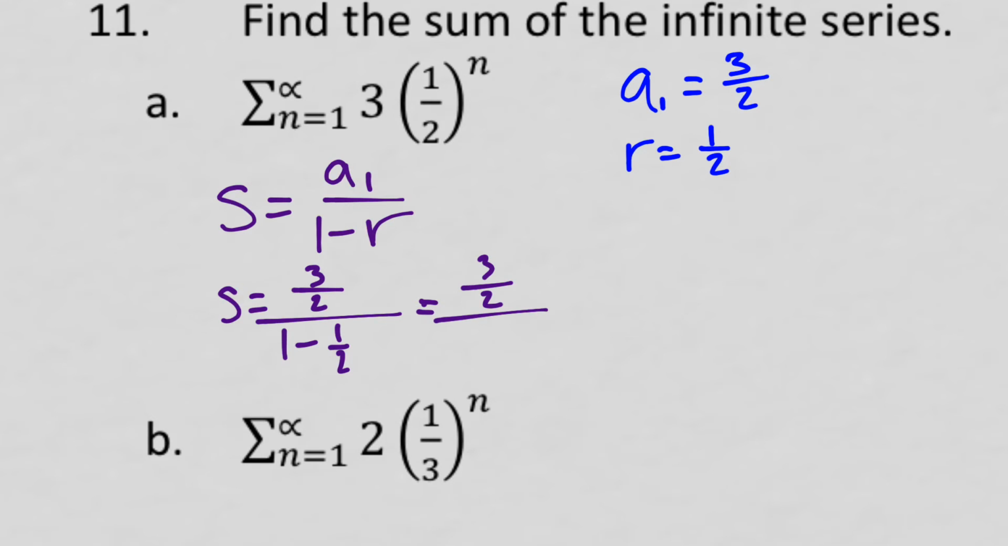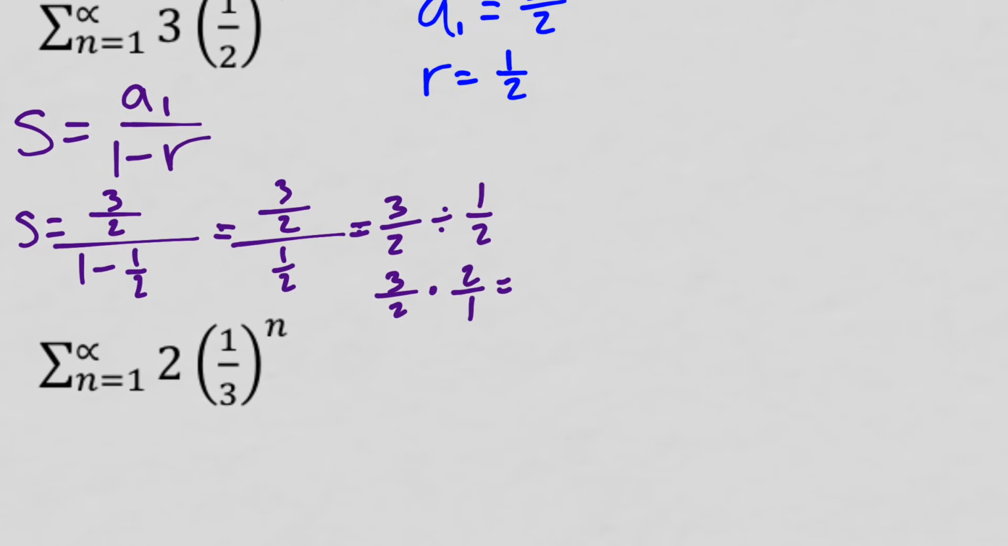Let's keep that going. 3/2 over 1, take away 1/2 is 1/2. That means 3/2 divided by 1/2. We know how to multiply, so it's 3/2 times 2 over 1. And then you multiply straight across. Oh, actually, we can cancel the 2's. And again, remember, why is it 2 over 1? Because when you divide by a fraction, that means multiply times the reciprocal. The reciprocal of 1/2 is 2. These cancel, so it's just 3. 3 over 1, which is just 3.